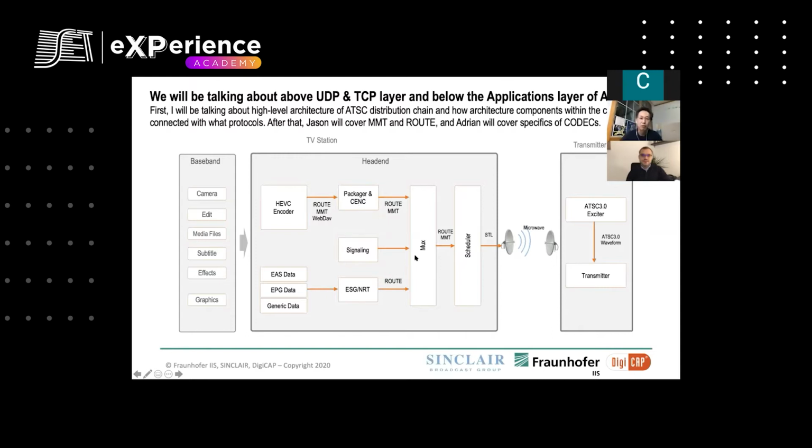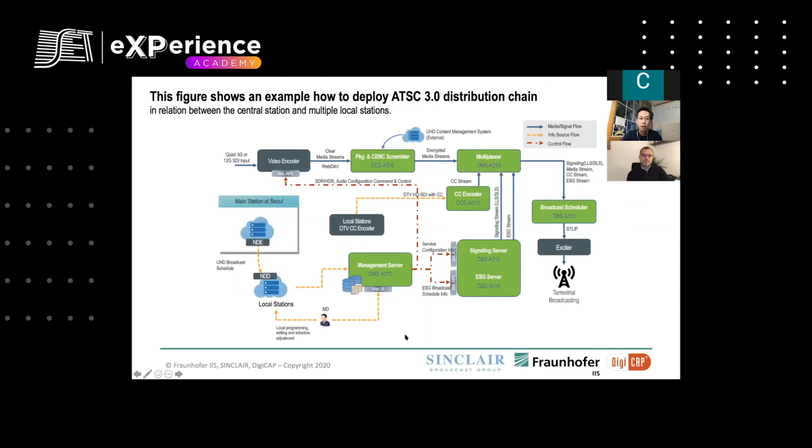Mostly it comes from the user interface or a configuration file. So we mix the ATSC 3 signaling and then ESG and NRT data, and then mux it, and then they pass to the scheduler. In the end, the scheduler will transform all the media and scheduling data into the STL. Those STL packets go to the ATSC exciter and transmitter and off the air.